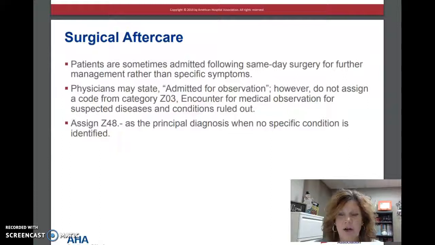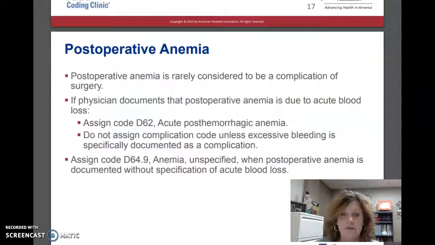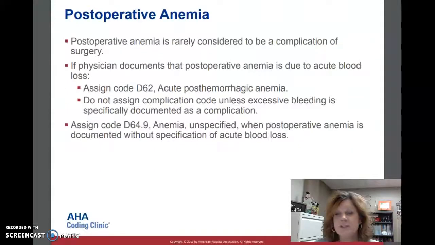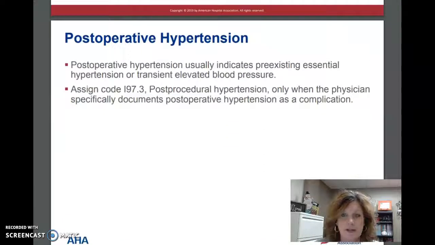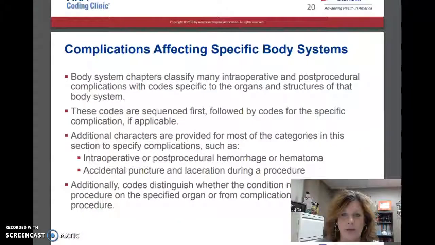Okay, aftercare, we can go in, they're admitted following same-day surgery for further management. Sometimes we're going to assign a Z code as principal diagnosis when we don't have a specific condition identified. Postoperative anemia is rarely considered to be a complication. Keep in mind that pretty much everybody loses some blood after surgery or during surgery. The doctor really has to state postoperative anemia for you to utilize that code. Okay, same thing with hypertension. It needs to be distinguished that way.